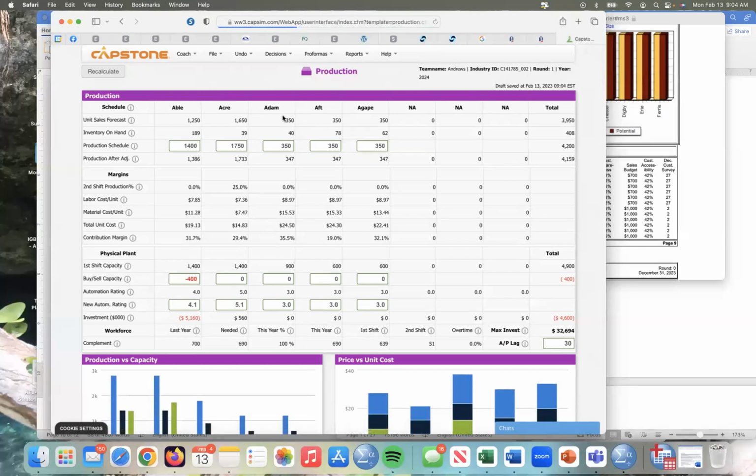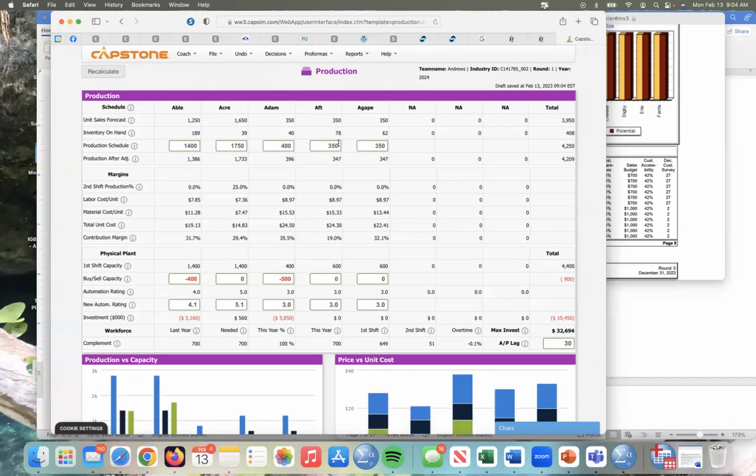If 350 is my forecast for Adam, this is how much I have left over. Again, I want to be generous. I don't want to run out of stock with Adam. I'm going to go up to 400, and I am going to sell, again, part of my production capacity, at least to meet my first shift demand, because I can run 2 shifts on each one of these.